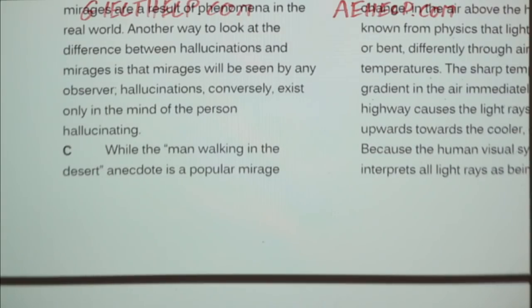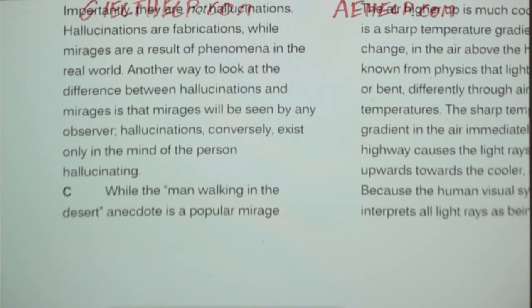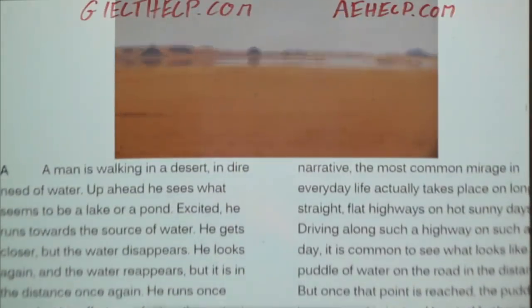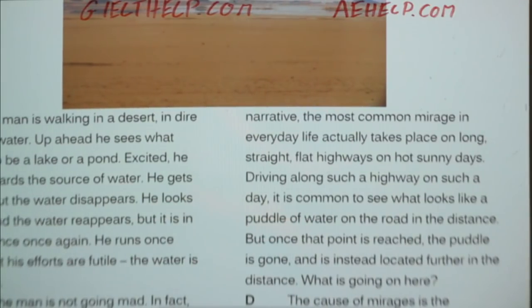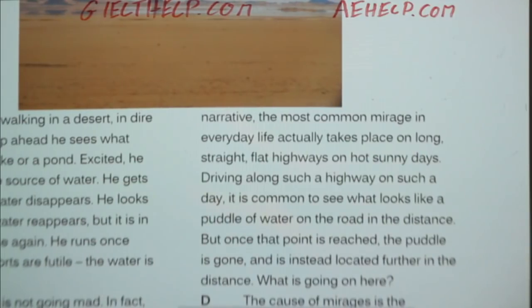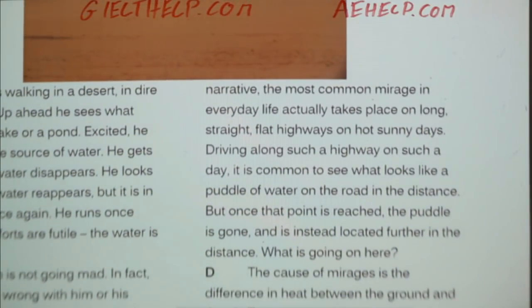All right. While the man walking in the desert anecdote is a popular mirage narrative, the most common mirage in everyday life actually takes place on long, straight, flat highways on hot, sunny days. Driving along such a highway on such a day, it is common to see what looks like a puddle of water on the road in the distance. But once that point is reached, the puddle is gone and is instead located further in the distance. What is going on here?